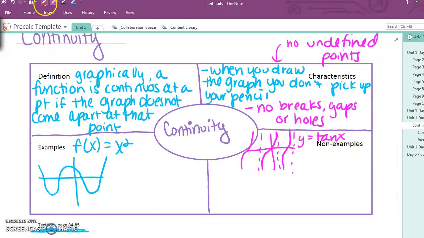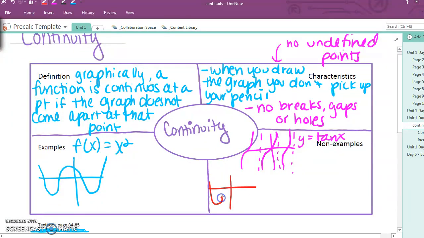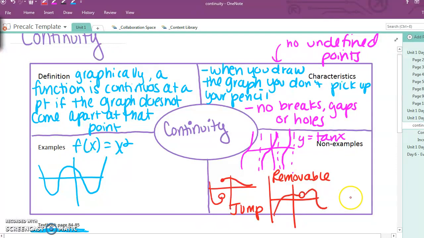Now we had three different types of discontinuity. We had one called jump discontinuity, where there is a hole and then it jumps and picks up in another spot. That's jump discontinuity. We had something called removable discontinuity, where there is basically just a hole in the graph and then it picks up and keeps going. And then lastly, we have what is called infinite discontinuity, and that looks something like this. So there's your examples for continuity.